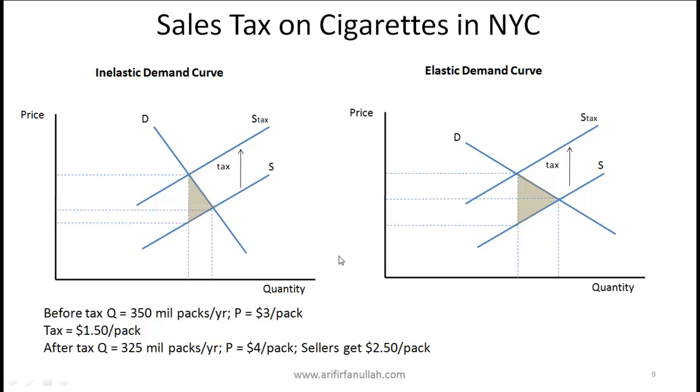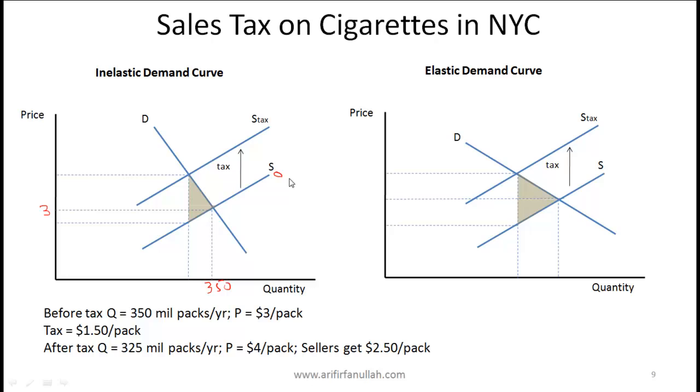Before the tax is imposed, let's say that we have this regular downward sloping demand curve, and this demand curve is somewhat inelastic, and we have supply curve S naught before the tax is imposed. So before the tax, our quantity of cigarettes sold, let's say, is 350 million packs, and the price is $3 per pack. So this is pre-tax. Now the government wants to discourage cigarettes, so they impose a tax equal to $1.50 per pack.